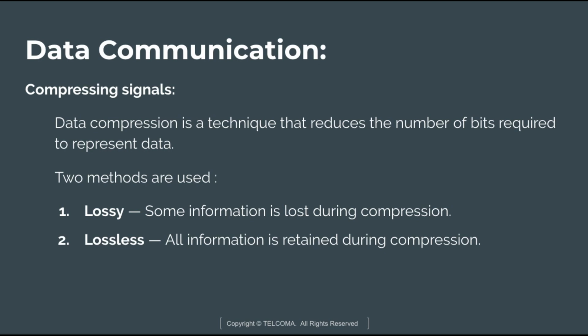Next is lossless. Here all information is retained during compression and it preserves the original data without any change, and it is used for documents or in any other situation where data must be preserved exactly. So these are the two types of compressing signals. So this is all about data communication.